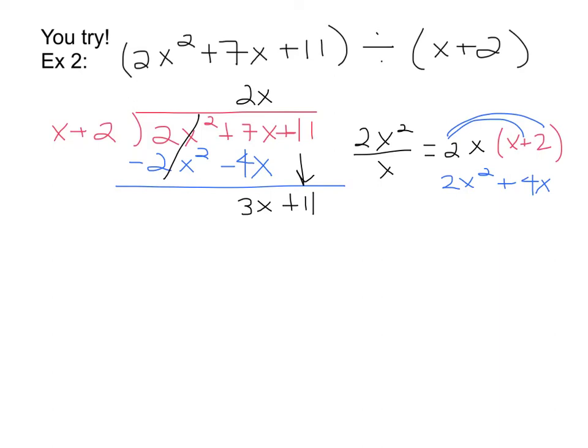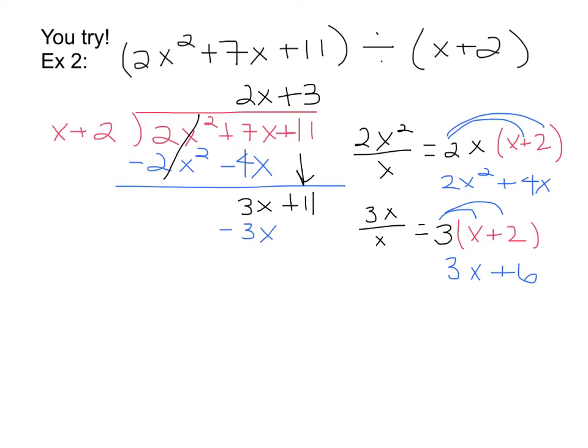Okay, first term underneath is now 3x. First term on the outside, still my x. 3x divided by x leaves me with 3. Okay, write your plus 3 at the top. Multiply that by x plus 2 so we can find out what we subtract. 3 times x gives me 3x. 3 times 2 gives me 6. So instead of positive 3x, it becomes negative 3x. Instead of positive 6, it becomes negative 6. So the 3x's cancel each other out. 11 minus 6 gives me 5.